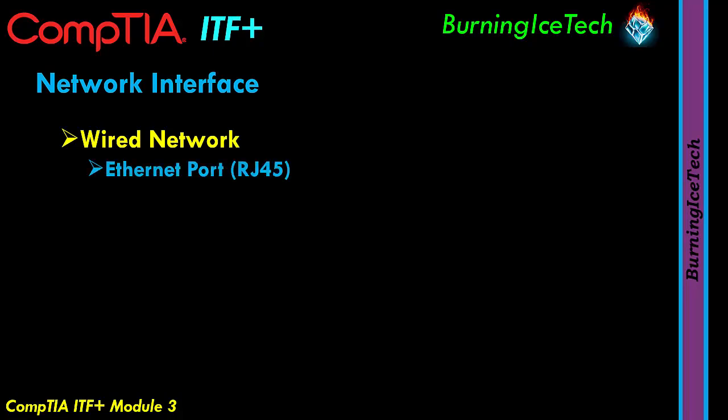Now starting with wired network, the more common one out of the two, this consists of an Ethernet port, which we call an RJ45. So the back of your desktop computer, or even the side of your laptop, guys, there's a port where you would input the network cable. We commonly refer to this as a LAN cable, but it can also be called an Ethernet cable. And that little connector that you put into that little jack, that is an RJ45 connector. And the port in which you put it, that's an RJ45 port, folks.